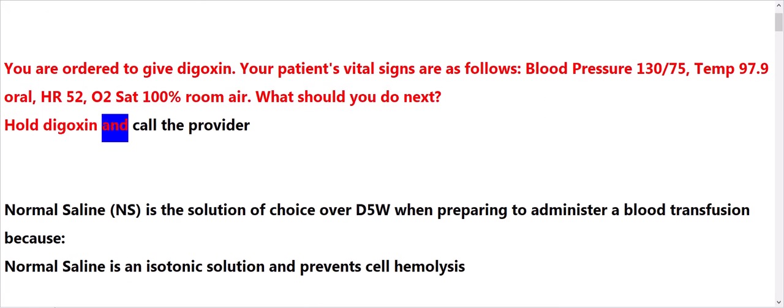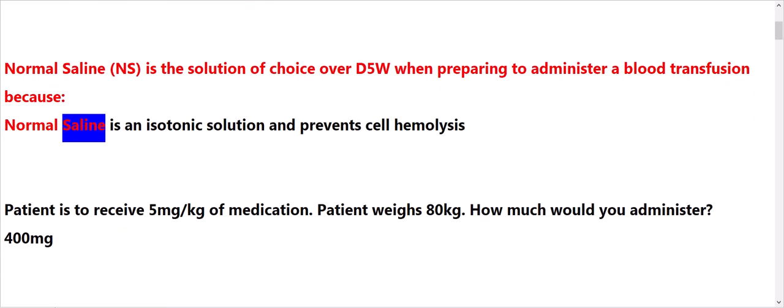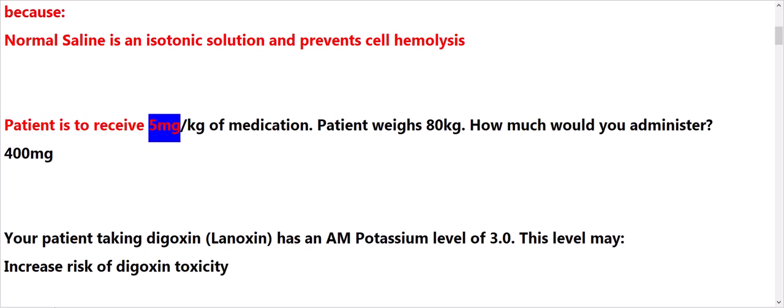Hold digoxin and call the provider. Normal saline, NS, is the solution of choice over D5W when preparing to administer a blood transfusion because normal saline is an isotonic solution and prevents cell hemolysis. Patient is to receive 5 mg/kg of medication. Patient weighs 80 kg. How much would you administer?